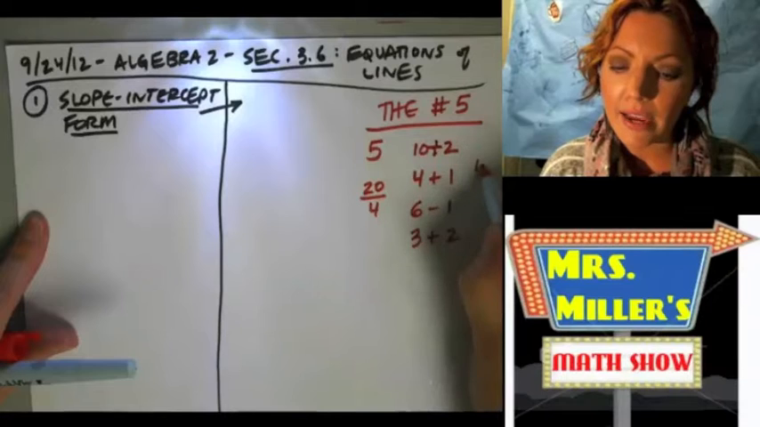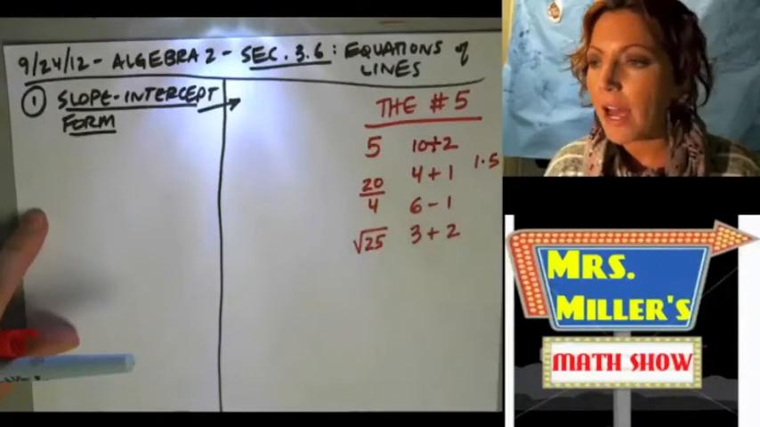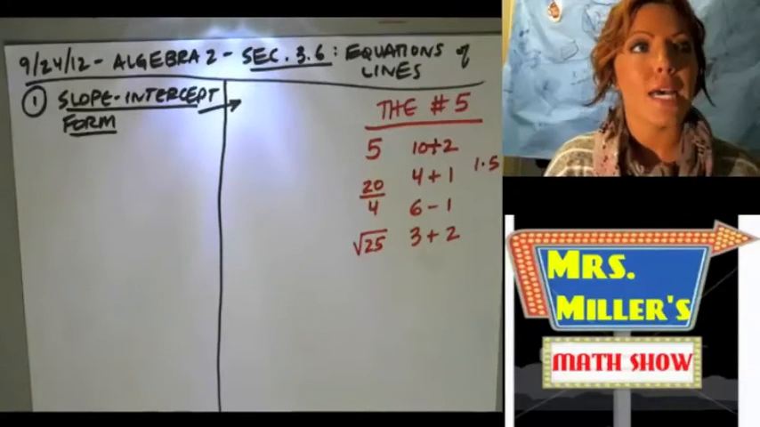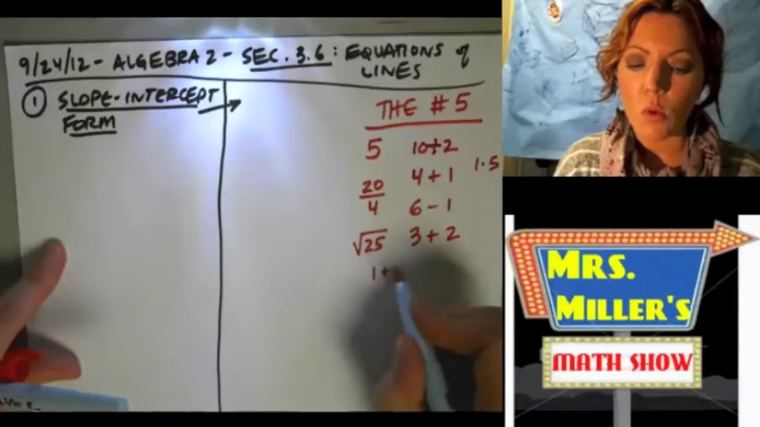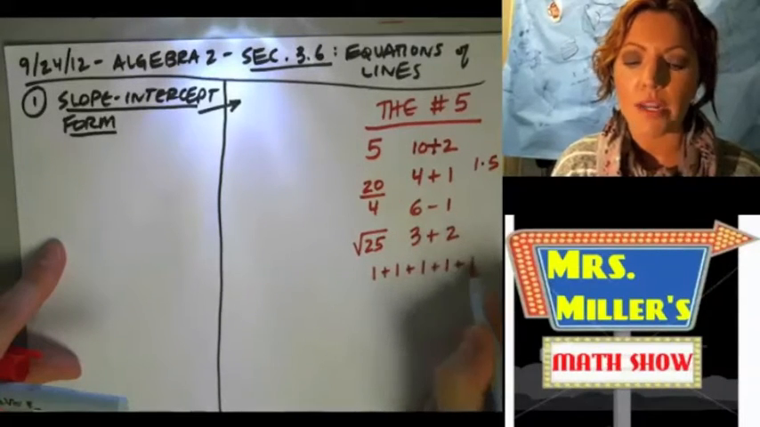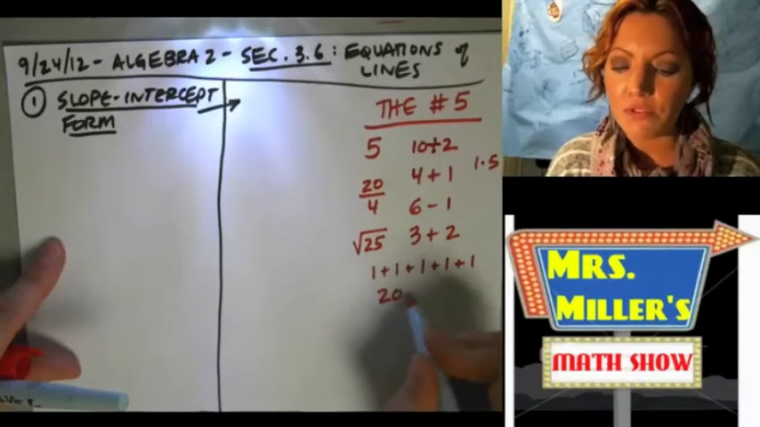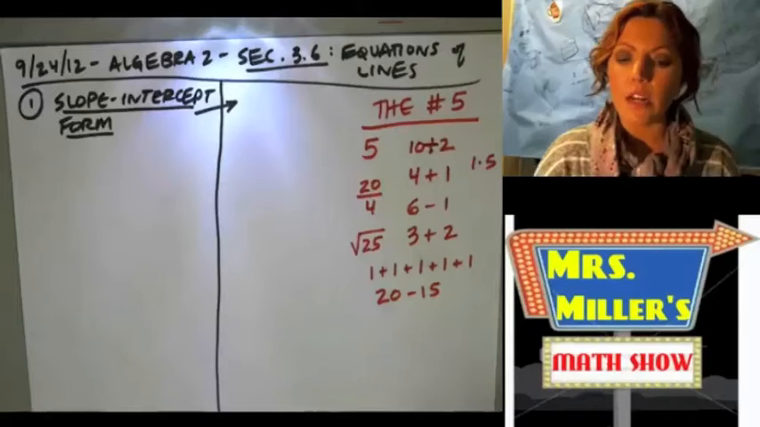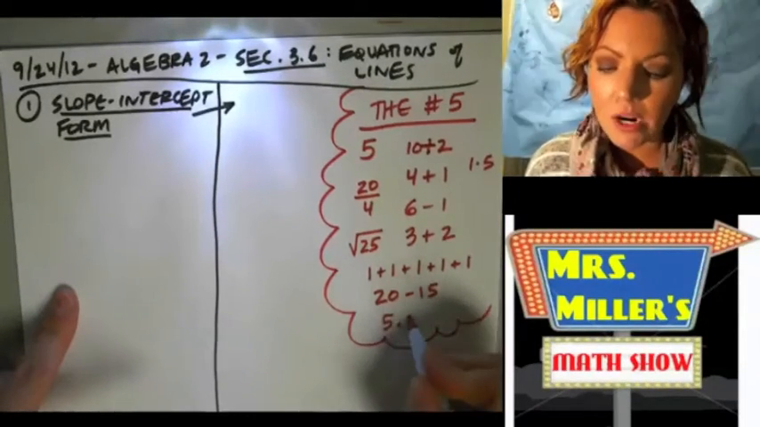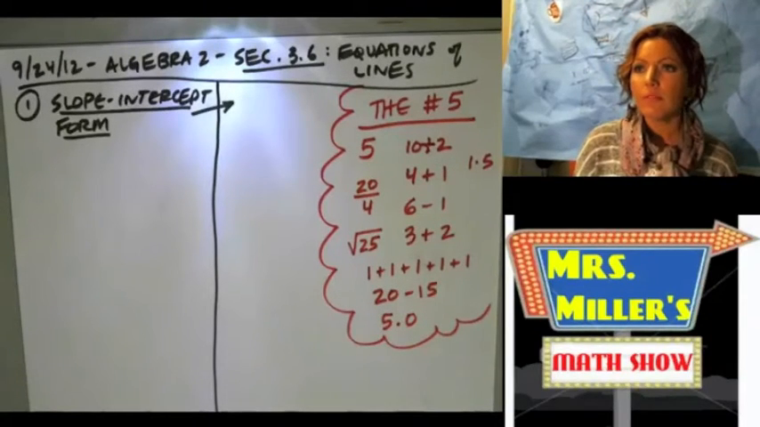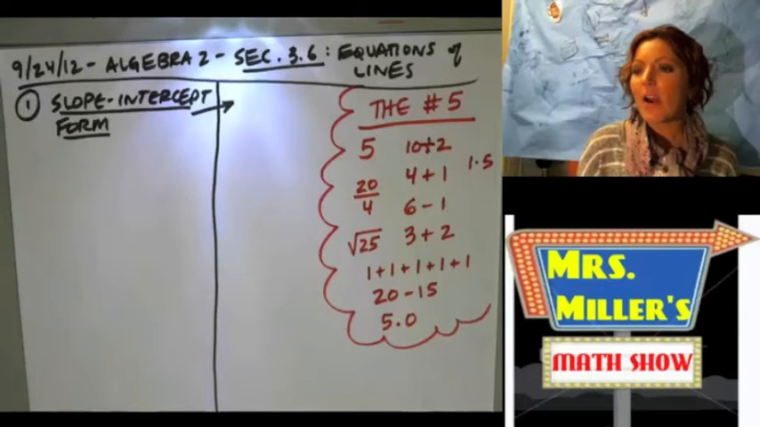If I do something like the square root of 25, is that 5 as well? Yes. Oh my. What if I do something like 1 plus 1 plus 1 plus 1 plus 1? That's a lot of ones. How about 20 minus 15? Do those all represent the number 5 adequately? Yes. How about something like 5.0? 5.0 is not the same thing as 5. That's good.